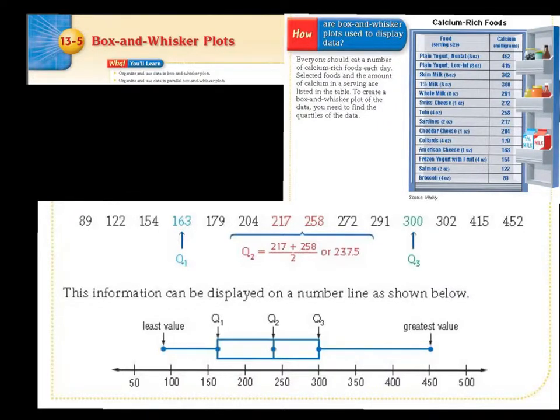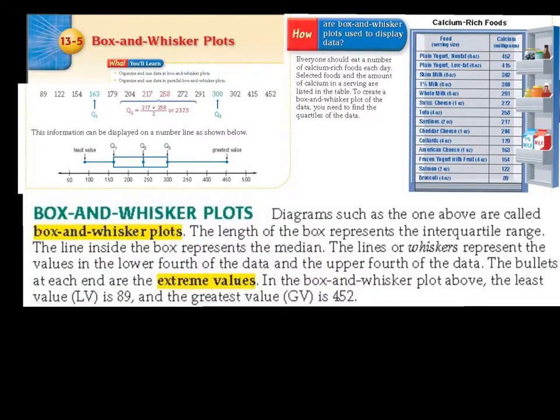The information can be displayed on a number line as shown below. So we have the least value at 89. There's our quartile 1. Our median, which is quartile 2 but it's normally labeled median, quartile 3, and the greatest value. Diagrams such as the one above are called box and whisker plots.